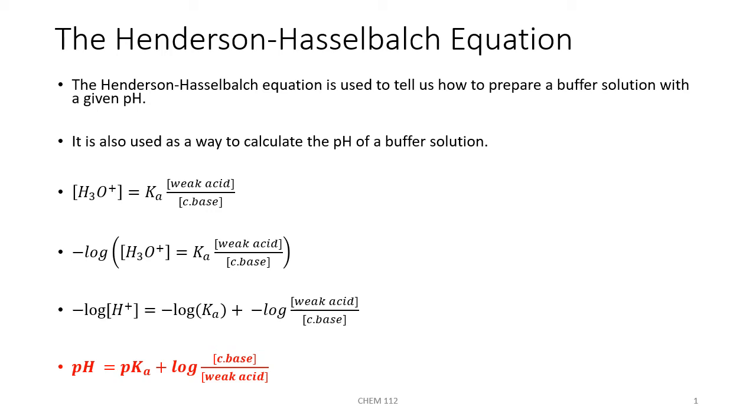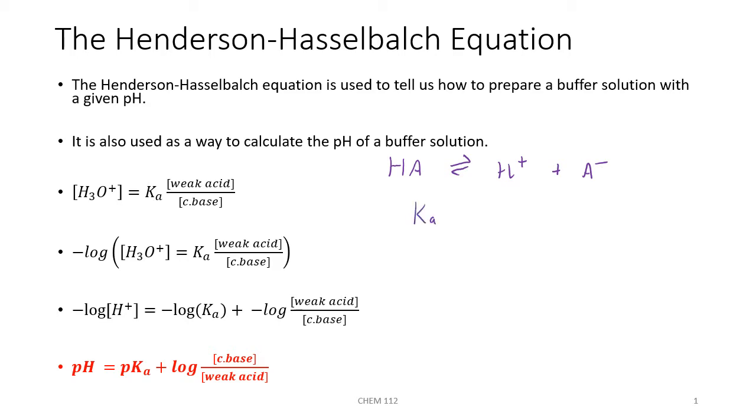The Henderson-Hasselbalch equation is used to tell us how to prepare a buffer solution with a given pH. It's kind of a shorthand way to calculate the pH when you have a buffer solution. It really is just the same thing as if we were to go longhand and write out the dissociation of our generic weak acid HA breaking up into the hydrogen ion and its conjugate base A-.